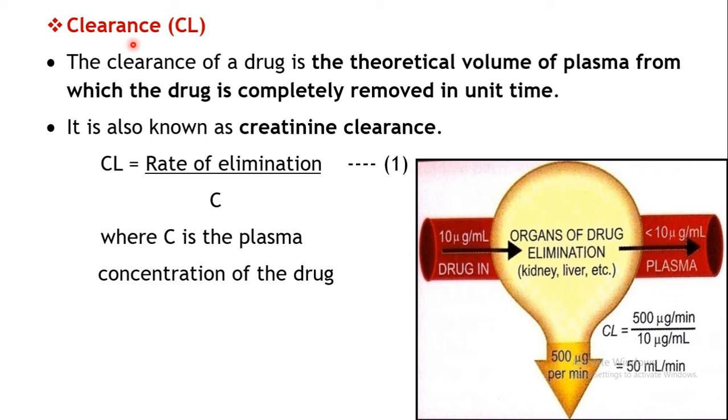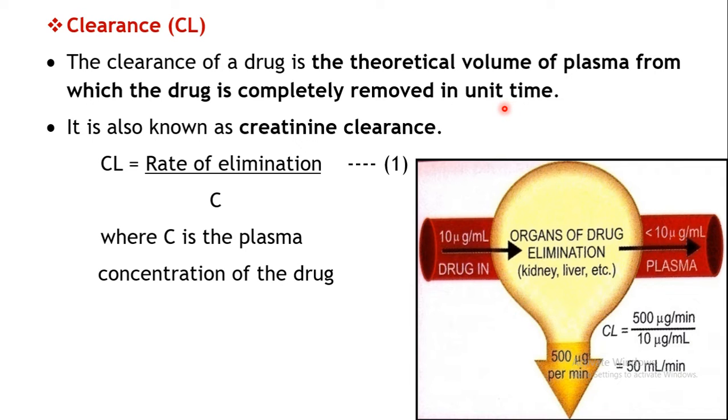Okay. So clearance, let us see what clearance means. Clearance of a particular drug is the theoretical volume of plasma from which the drug is completely removed in unit time. Okay. So per unit time, how much volume of plasma is totally cleared of your drug. That is, from that much volume of plasma, say 50 ml of your plasma, completely the drug will be removed out. Okay. So this is determined in terms of unit time.